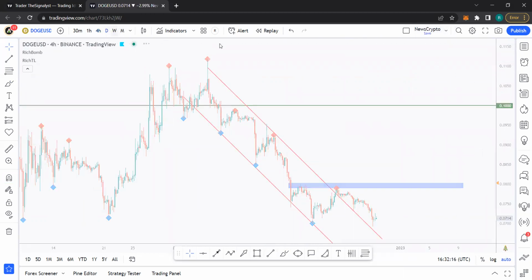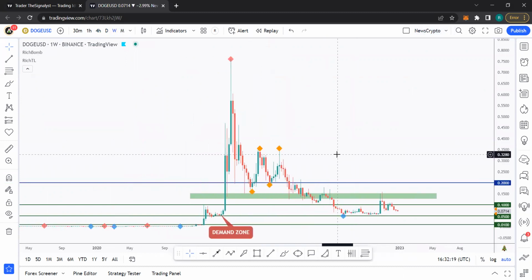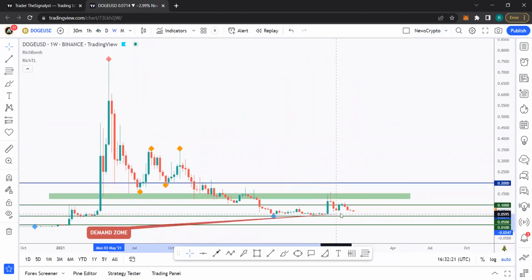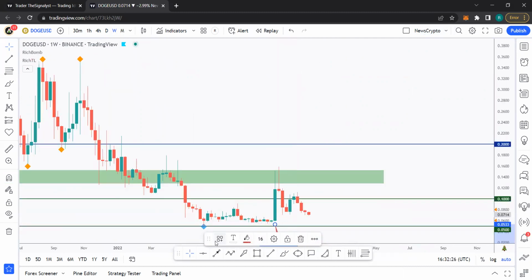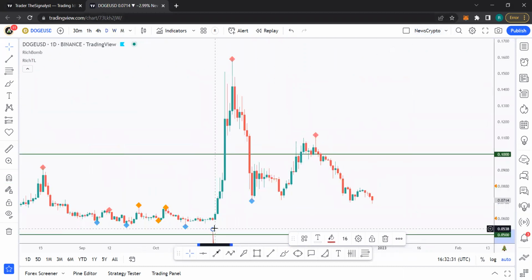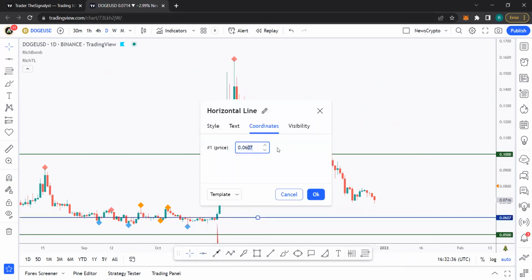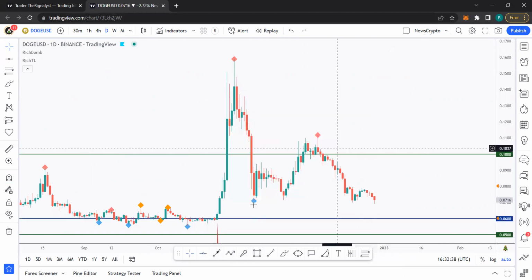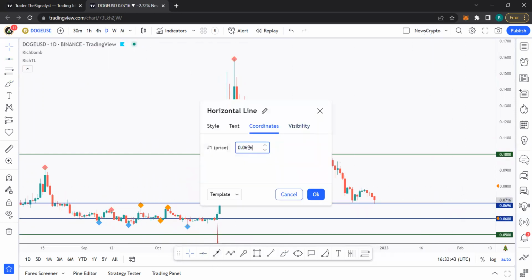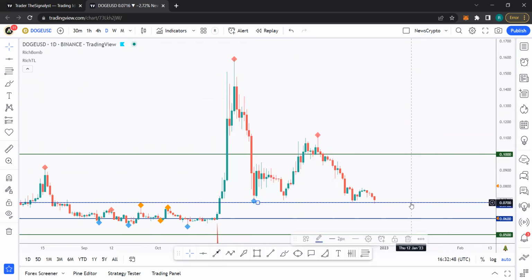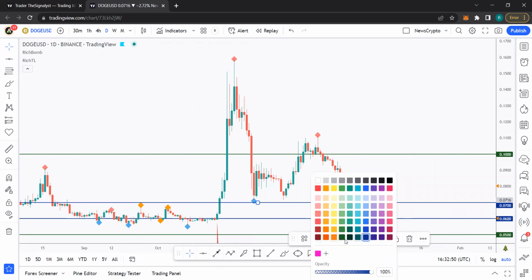On Doge, a demand zone, if you want, that's it. That's a new demand, a fresh one, a new demand zone from weekly time frame. And anyway, we can see it better from daily. So that's our demand. And let's go and draw it as a level around 0.06. And we are currently around the support zone right there, around 0.07. So 0.07 and 0.06. Let's go for green for this one.